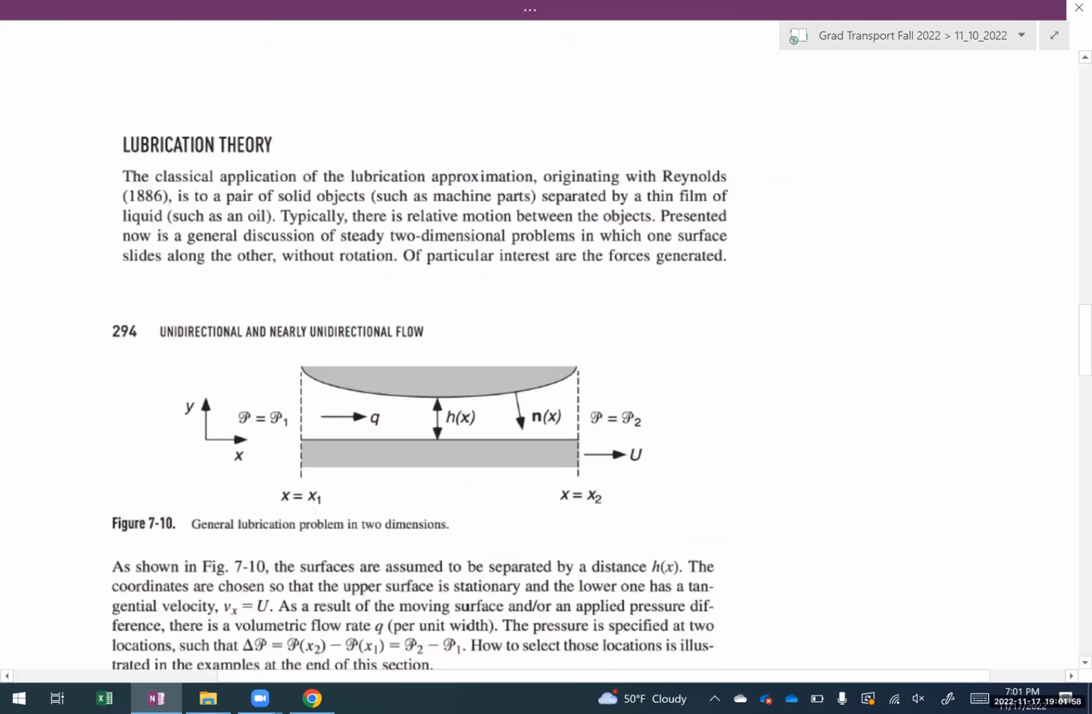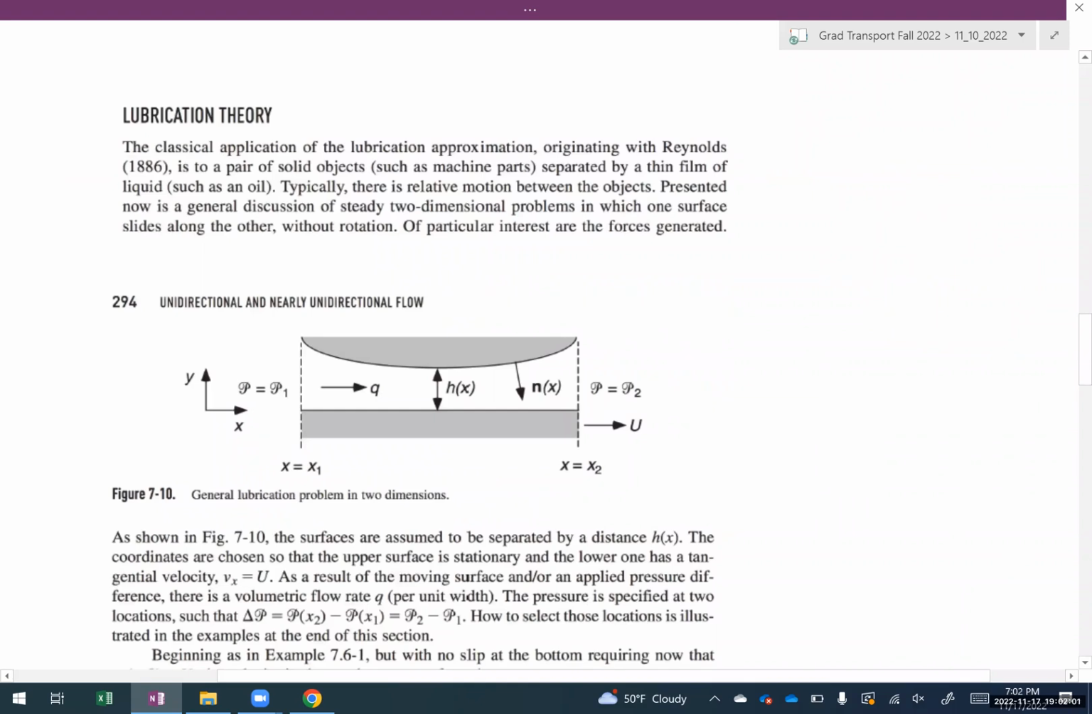Okay, now there is another problem. This is also a very nice problem. In say gears, and even in the chemical industry, the semiconductor industry, there's mechanical polishing. There are a number of instances where a pair of solid objects are separated by a thin film of liquid, such as an oil. Any moving parts in your cars and planes have this situation.